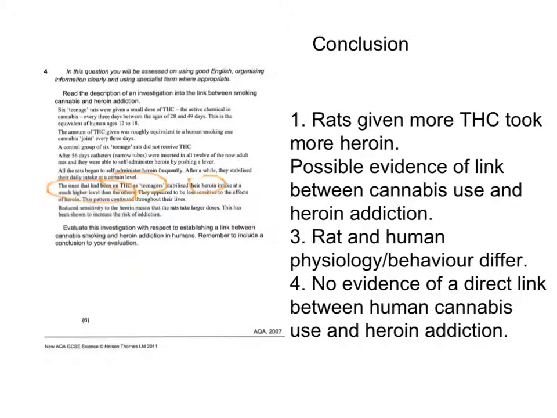Your conclusion should include that rats given more THC took more heroin later on in the experiment, and that this may be possible evidence of a link between cannabis use and heroin addiction. However, rat and human physiology and behaviour do differ, and there is no evidence from this study of a direct link between human cannabis use and later heroin addiction.